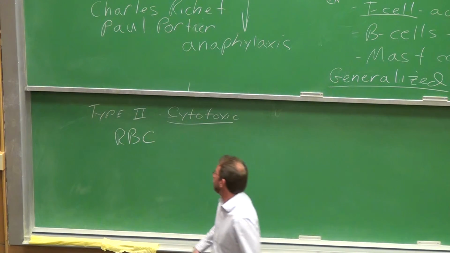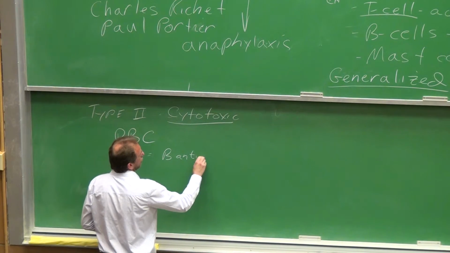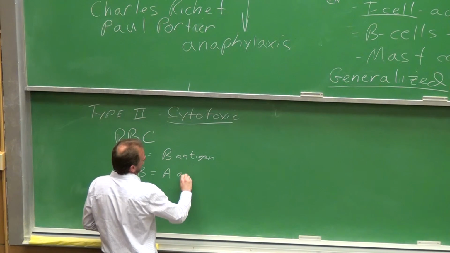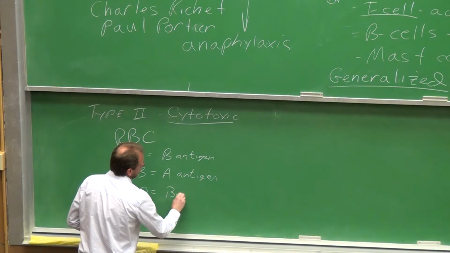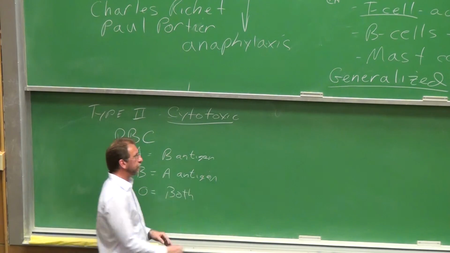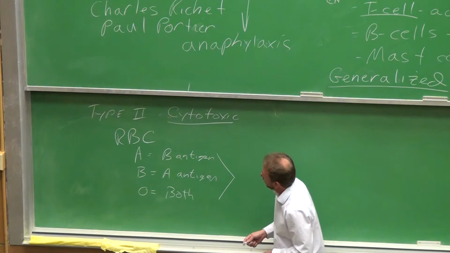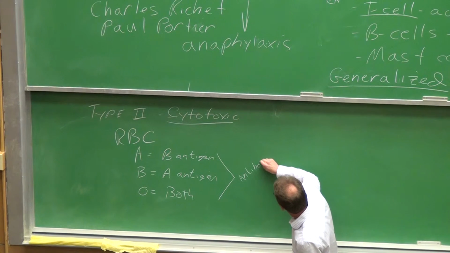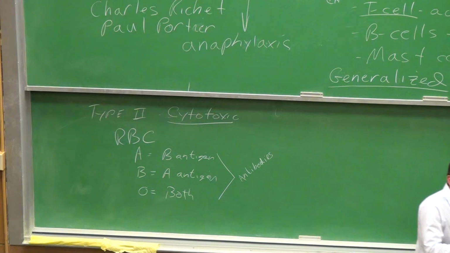If you have A blood type, then you're going to have an A antigen. If you have a B blood type, then you're going to have a B antigen. If you have an O blood type, you're going to have both antigens. What these are, are naturally occurring antibodies. Or we have naturally occurring antibodies for these antigens, even without exposure.